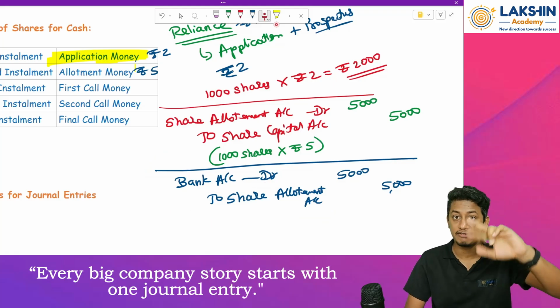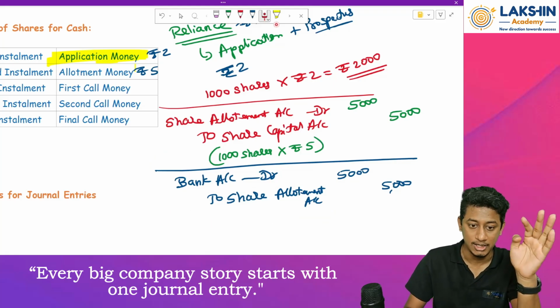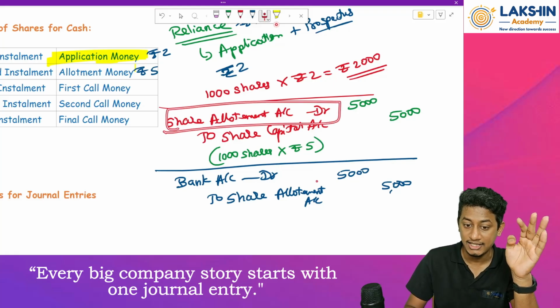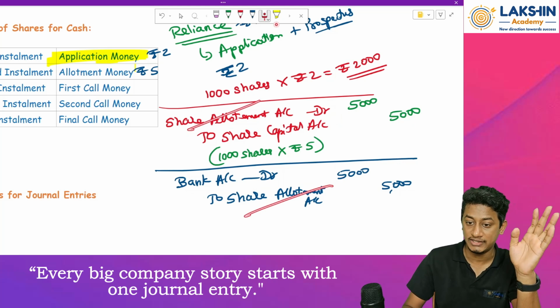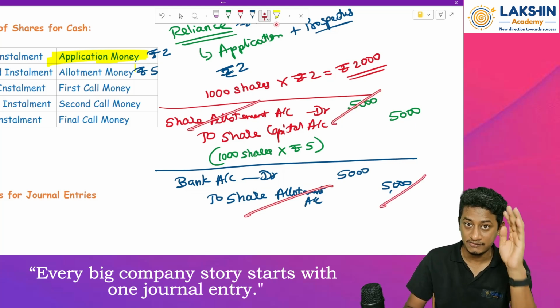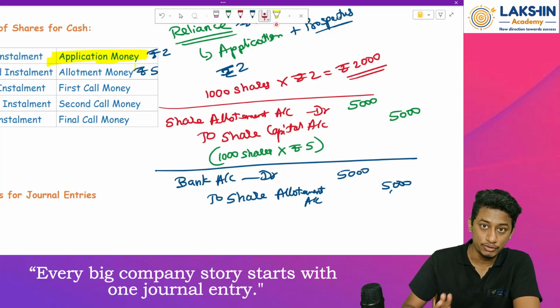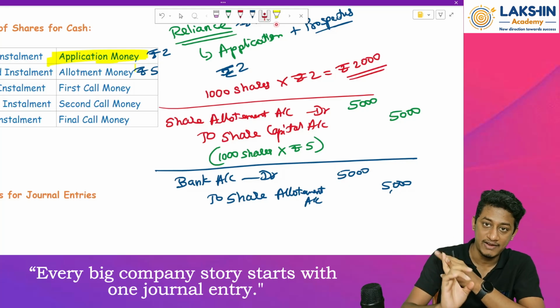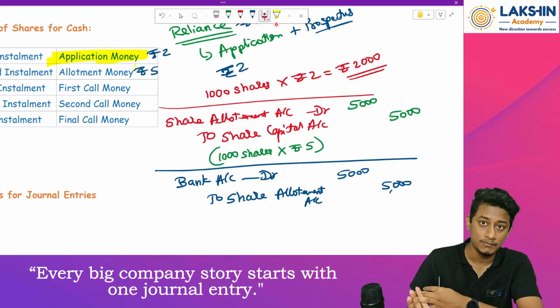Clear? So I will just reverse the entries. Whatever entry was passed on the application will be reversed completely. Simple. So allotment account will be debited first and then we will create a liability account over here. So at the end of the day, both accounts will be cancelled off. See, 5,000 rupees, 5,000 rupees. At the end of the day, remember this one thing. In this chapter, whatever notional accounts you create, that is share application, share allotment, share final call, whatever account it might be, it has to be cleared off at the end of the day, by passing one of the entries.